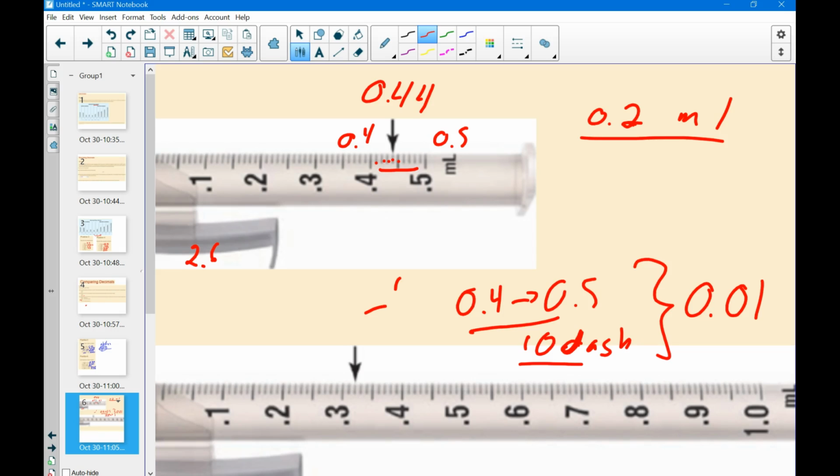So it's really important to determine the graduations or the measurements on the syringe to know exactly how much is in the syringe. Because you notice that up above each one of those little dashes was 0.2 mils. Now each one of these little dashes is 0.01 mils. Big difference.